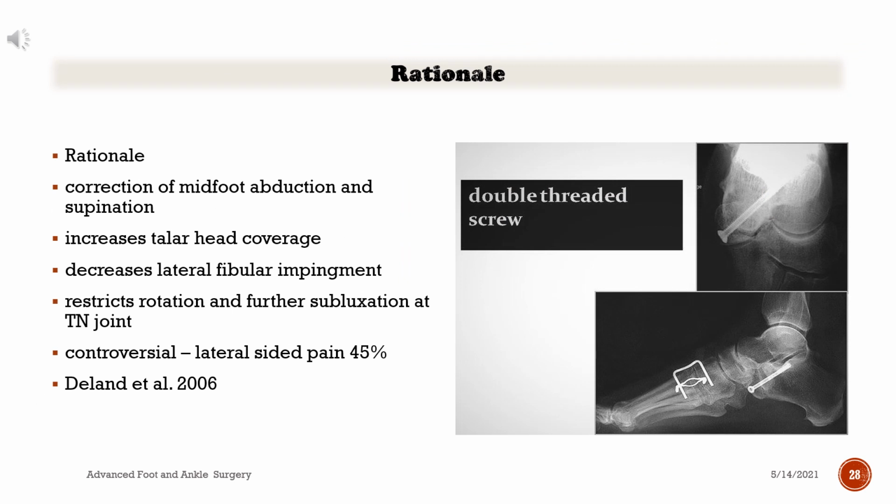Rationale: correction of midfoot abduction and supination. Increases talar head coverage, decreases lateral fibular impingement, and restricts rotation and further subluxation at the talonavicular joint. Controversial: lateral-sided pain in 45%, Deland et al., 2006.